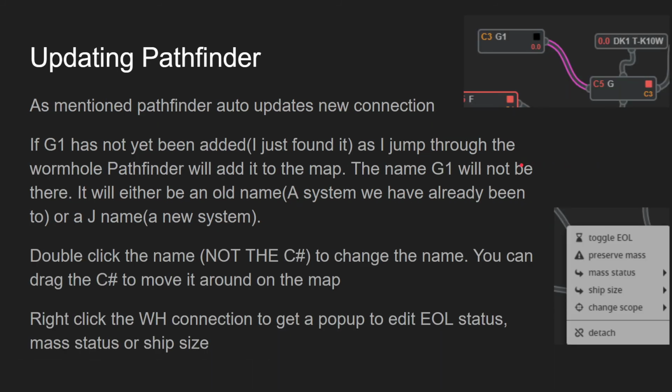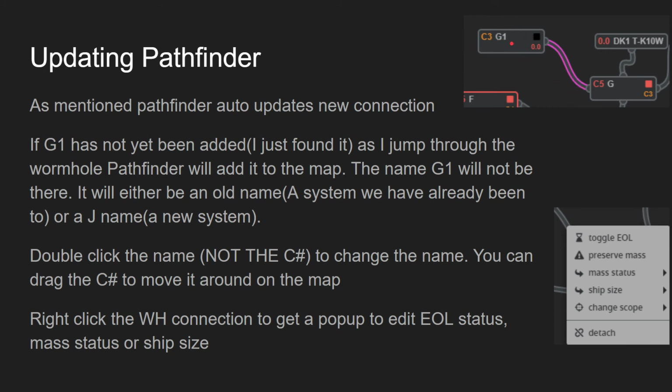Now updating Pathfinder. Finally. There's two aspects when updating Pathfinder. You have adding things to the map, and then updating information about those systems. When it comes to adding things to the map, when you warp through a wormhole, it will actually update it and put it on the map for you. If G1 has not yet been found, this doesn't exist, and I am in G, and I warp through a wormhole and end up in this system, which I have not yet named, it'll have a random name, it'll pop up on Pathfinder for me, automatically give me this connection, and all that's done for me.